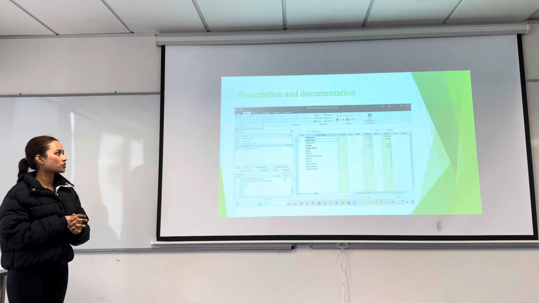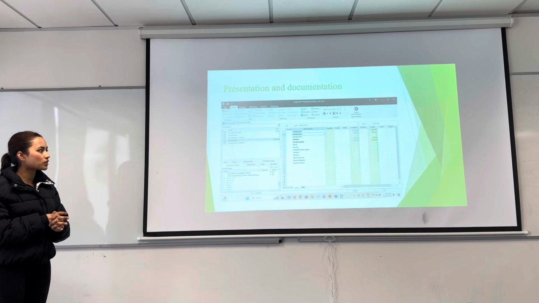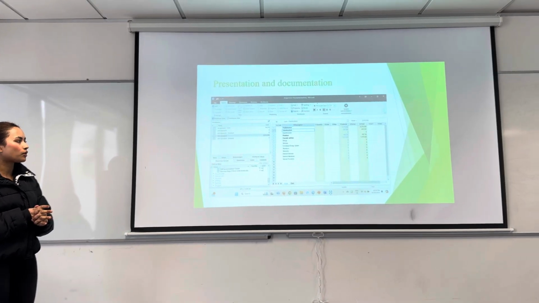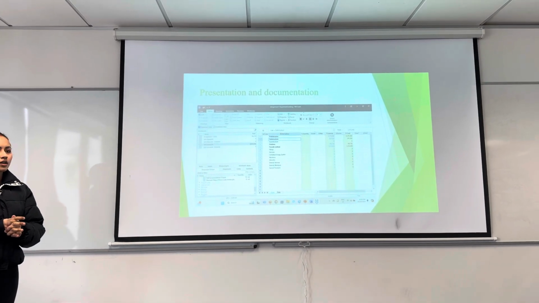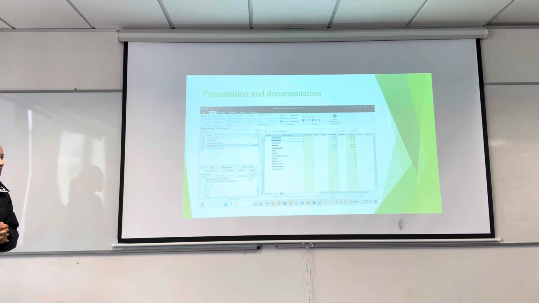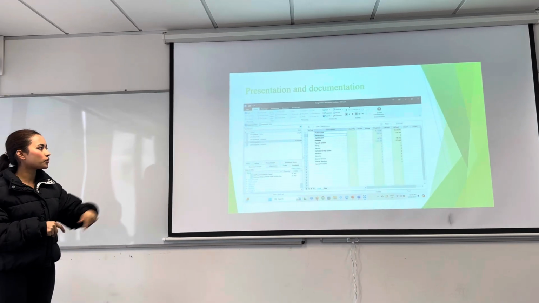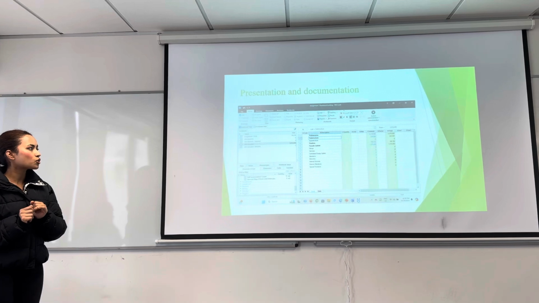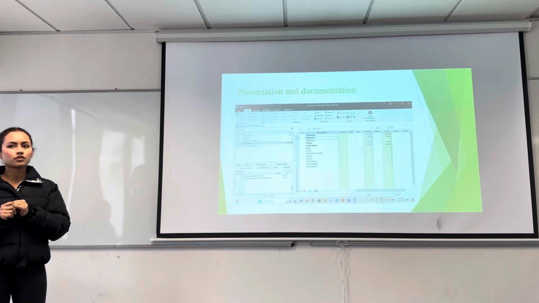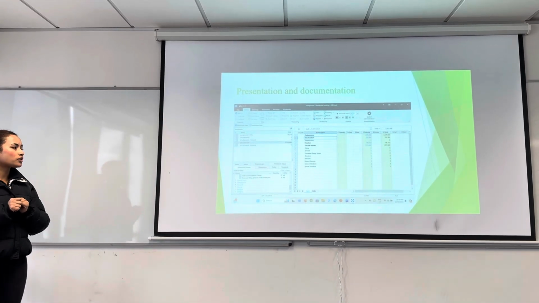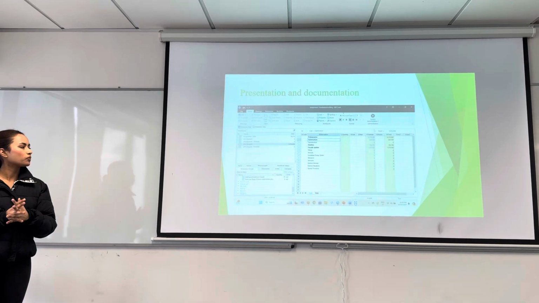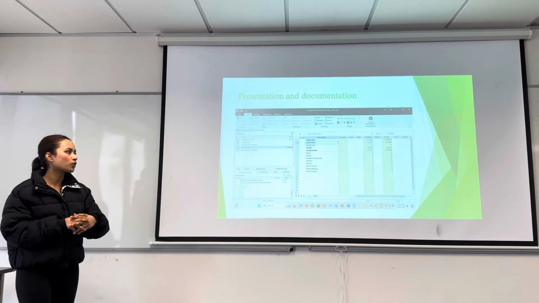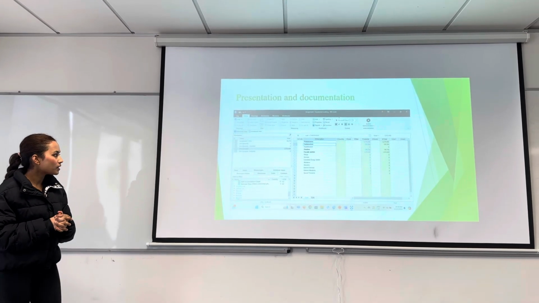Presentation and documentation. This is the last part of the presentation, where we get the values, like the CostTax automated values. As we see, we did the preliminaries, substructure, superstructure, finishes, and the facade system as well. In each of those we get the automated values.